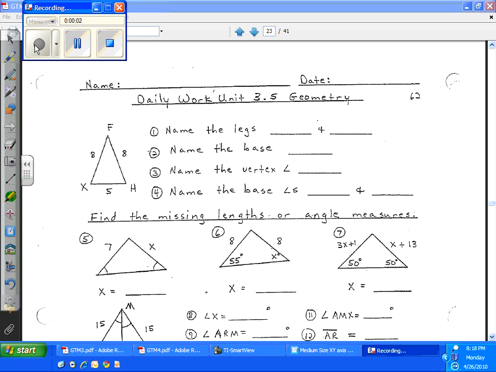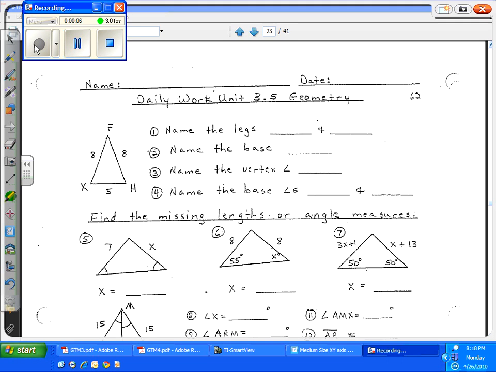Daily Work Unit 3.5. Name the legs. We can name the legs because this is a triangle with at least two equal sides. The two equal sides are called the legs. This leg is FX. You can either call it segment FX or segment XF, and then you could name the other one.